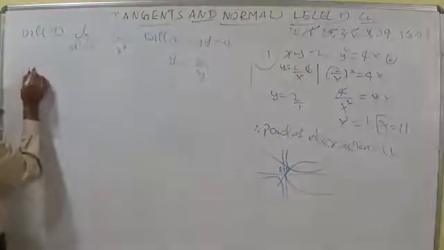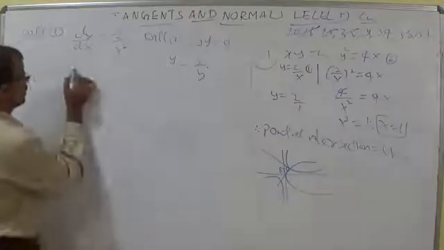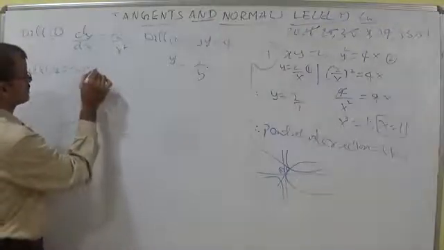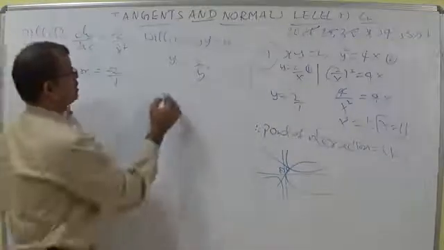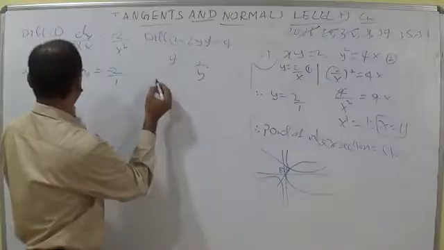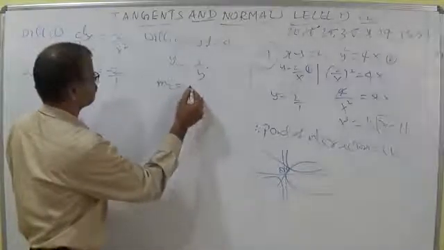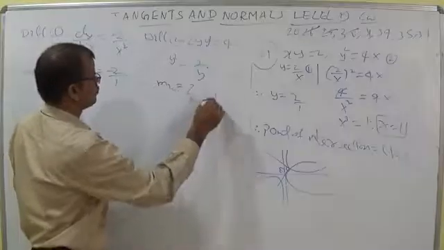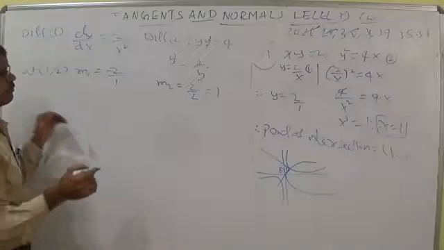At the point 1, 2, dy by dx, this is the first slope: minus 2 by 1 square, 1 only. Next y dash, that is dy by dx at 1, 2, the second slope is 2 by 2, which is 1. So m1 is equal to minus 2 and m2 is equal to 1.